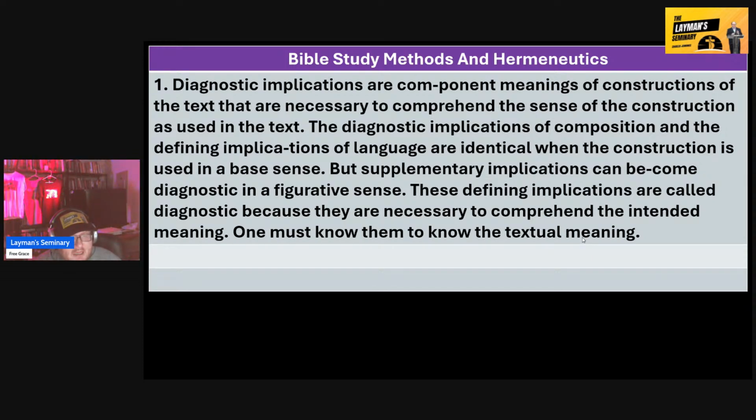The diagnostic implications of composition and the defining implications of language are identical when the construction is used in a base sense. But supplementary implications can become diagnostic in a figurative sense. These implications are called diagnostic because they're necessary to comprehend the intended meaning. One must know them to know the textual meaning.